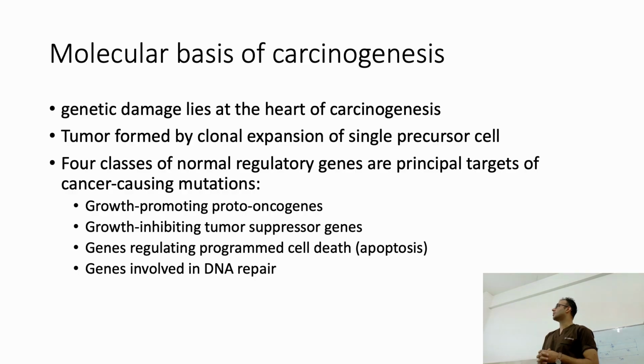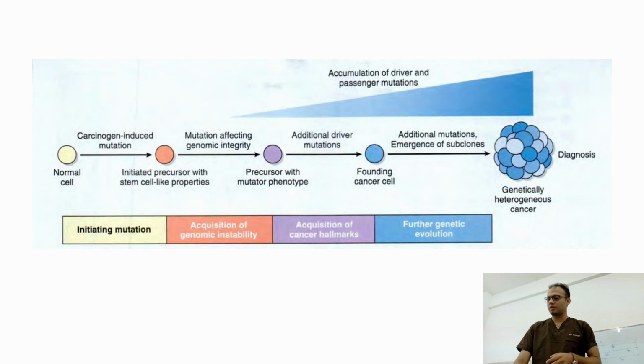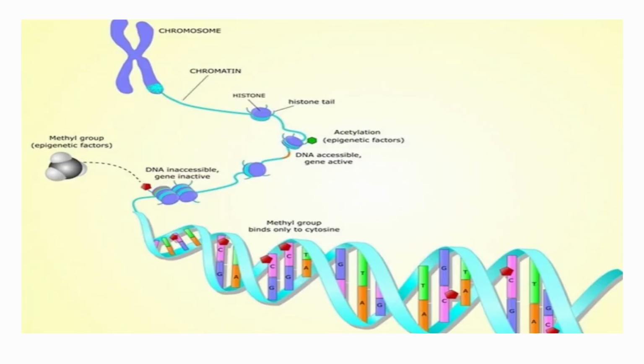There are four classes of normal regulatory genes that are targeted: growth promoting proto-oncogenes, growth inhibiting tumor suppressor genes, genes regulating programmed cell death, and genes involved in DNA repair. So this is the core of tumor formation. I'll talk more on the coming slide. This is the same thing, from the initiating mutation to the progression.